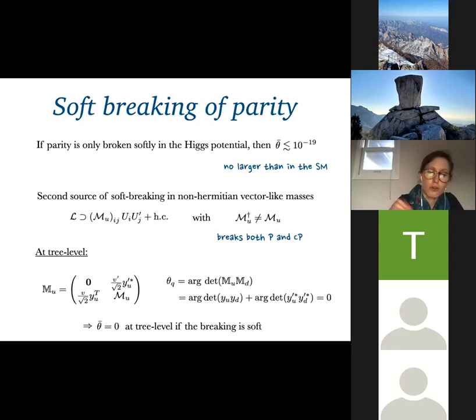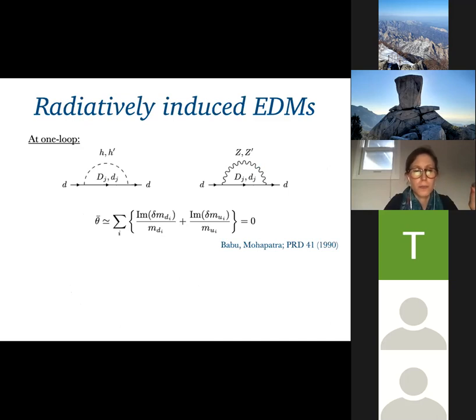There is a second source of soft breaking, which is again through vector-like masses that are non-Hermitian, and this breaks both parity and also CP. So at tree level, as I already discussed earlier, because of the structure of the quark mass matrix, theta bar remains zero, regardless of whether the vector-like mass is Hermitian or not. So it remains zero as long as the Yukawa couplings are equal. So zero if the breaking is soft.